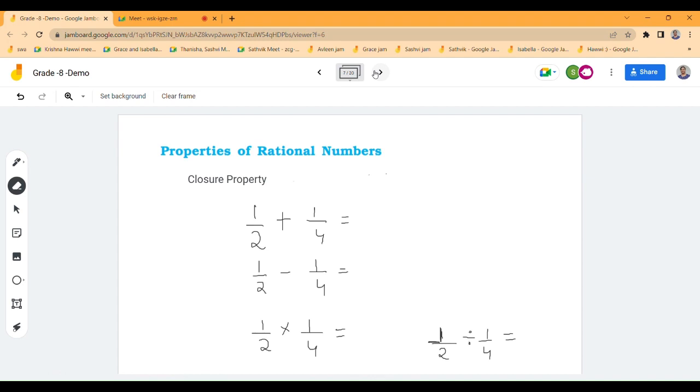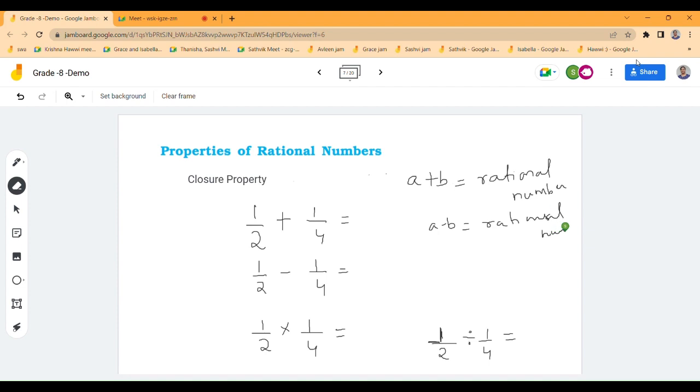What is closure property? Ma'am, it tells if the rational numbers are closed under addition, subtraction, multiplication, and division. Closed under addition means like a plus b is equal to b plus a. For subtraction, a minus b is not equal to b minus a. That property is actually: two rational numbers, what will you get? Ma'am, we'll get a rational number. Right.